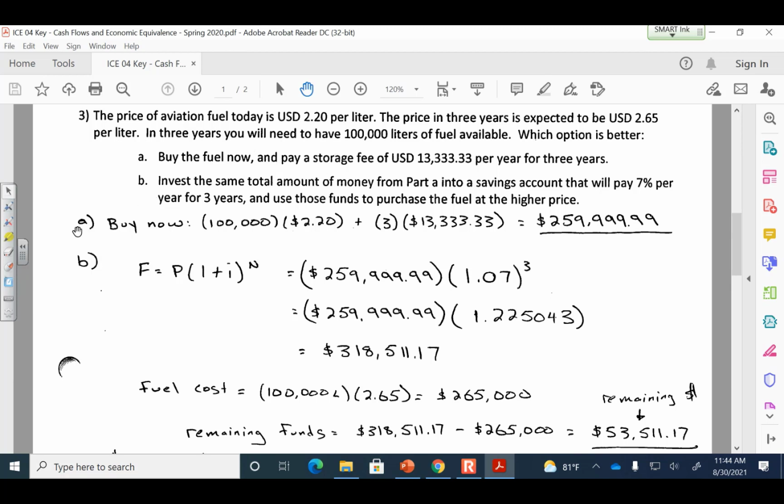So if you buy now, you'd have 100,000 liters of fuel at $2.20 per liter. So that's $220,000 for the fuel cost plus the $13,333 per year for 3 years. So the total amount that you would have to spend is essentially $260,000 if you wanted to buy the fuel now and then cover the cost of storage.